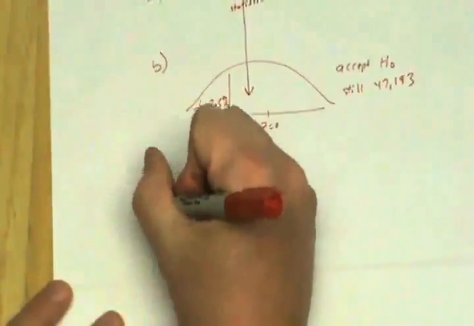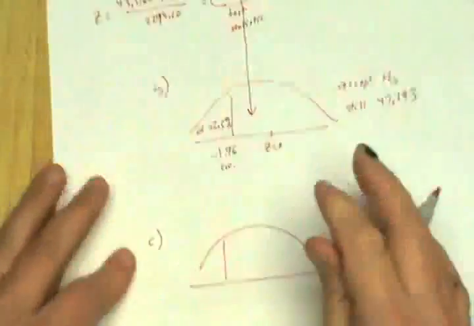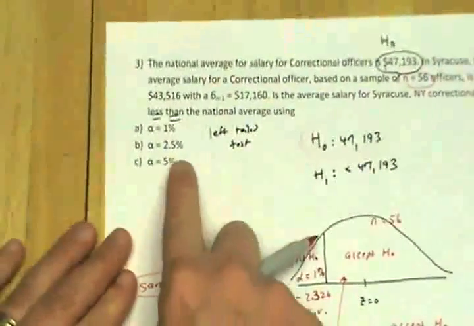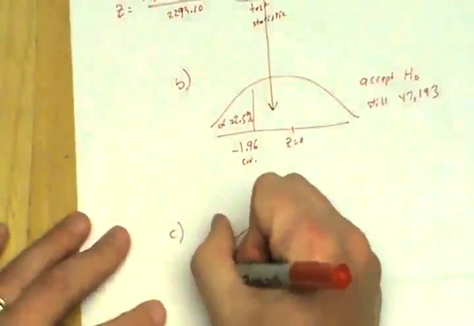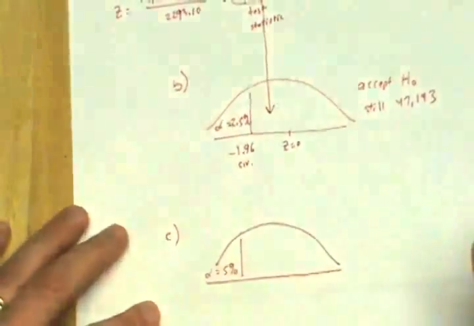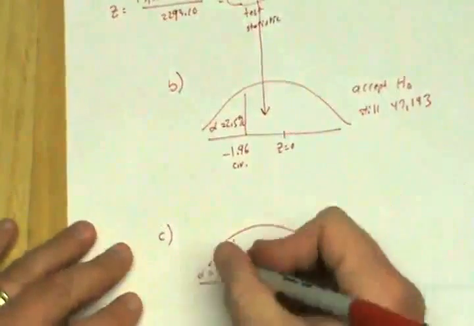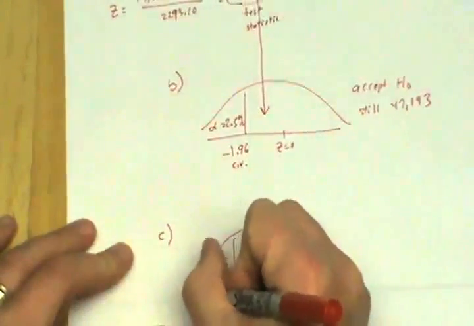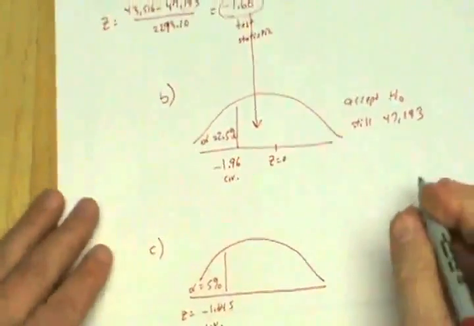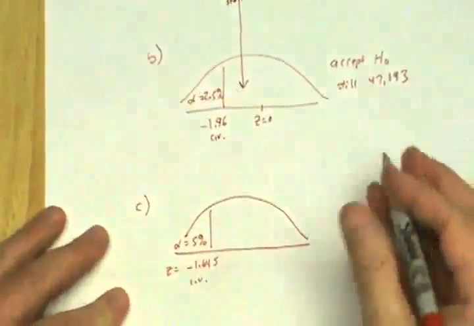And then part C, they're asking for, let me scroll up, there's 5% in the tail. So if we put 5% in the tail, in your t-chart, look at 0.05, go all the way to the bottom, you get back negative 1.645, because it's a left tail test, that's negative. Where does our test statistic of negative 1.60 lie?